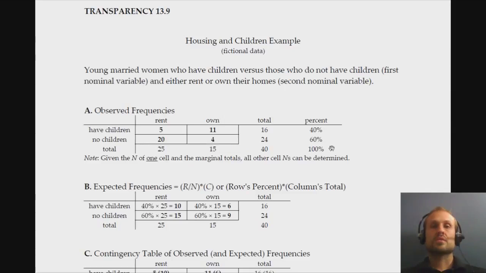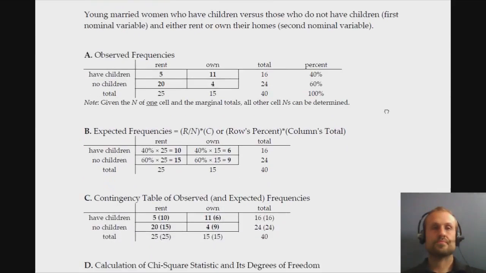So I have a total of 40 women that I sampled, young married women. So I see here from the total that have children or do not have children, that is a breakdown of 40% versus 60%. 16 out of 40 is 40%, 24 out of 40 is 60%. And these percentages are nice and round, just for the sake of a nice example.